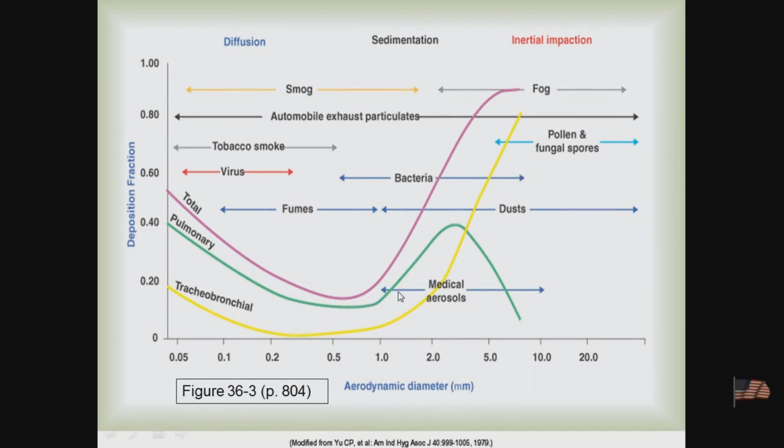And if you'll notice, they have higher deposition in the tracheobronchial tree, and to some extent in the pulmonary system, which is ideally where we want it to be. So if we want to have something affecting the airways, we want it to be in that 1 to 10 micron range. Make sense? Okay.